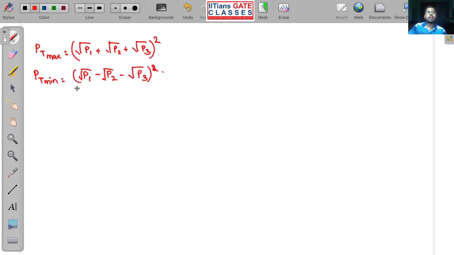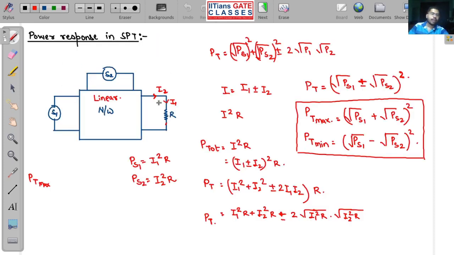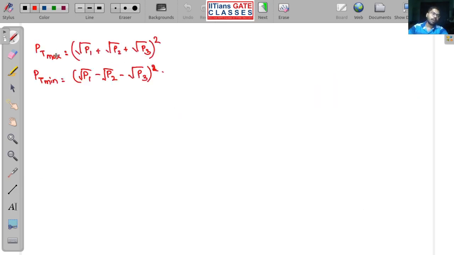So this is my maximum power transfer theorem. Okay, and here we are varying, means we are doing power response, for impedance only. So impedance will be either resistance, inductance or capacitance. So they are all absorbing. That is why you can see power will always be positive.